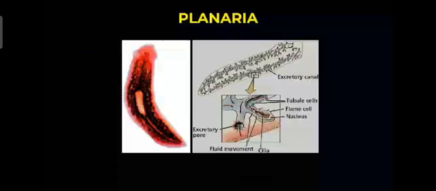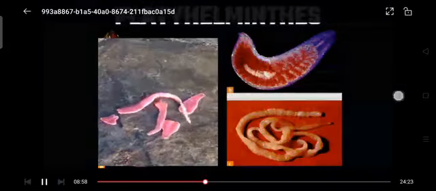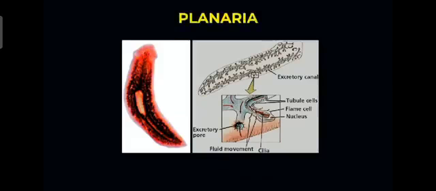So this is planaria. You can see flat body is there. And at the top you can see the head-like region. Triangular head-like structure is there. Cephalization. And in the next diagram you can see the excretory organs, that is nephridia, flame cells. Here you can see that is planaria.